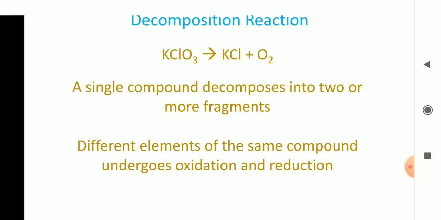Okay, so what is a decomposition reaction? It is a type of redox reaction in which a single compound decomposes into two or more fragments. And look at the second point: different elements of the same compound undergo oxidation and reduction. Different elements in the sense that here the compound is KClO3. Both the oxidized and the reduced components are present within the same compound itself. Both chlorine and oxygen are present within potassium perchlorate. So that is explained in point number 2. The different elements of the same compound undergo oxidation and reduction. Okay, so with this the decomposition reaction is over.